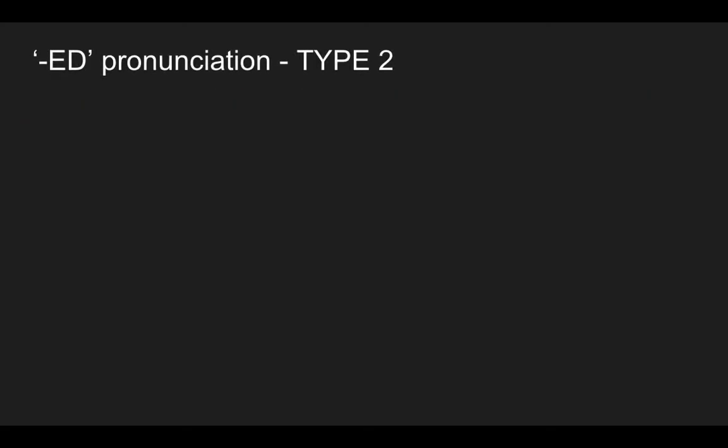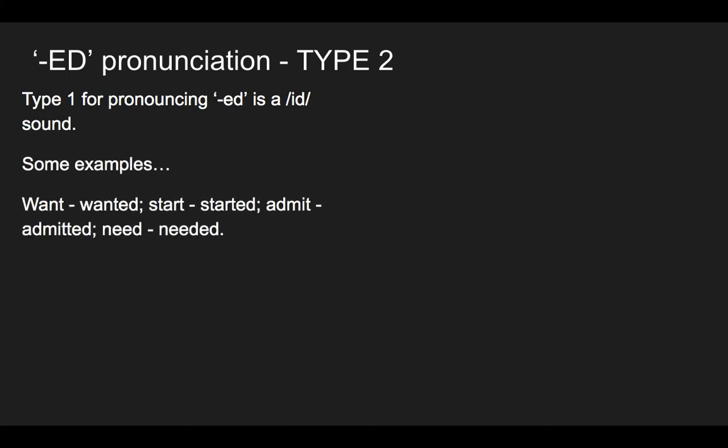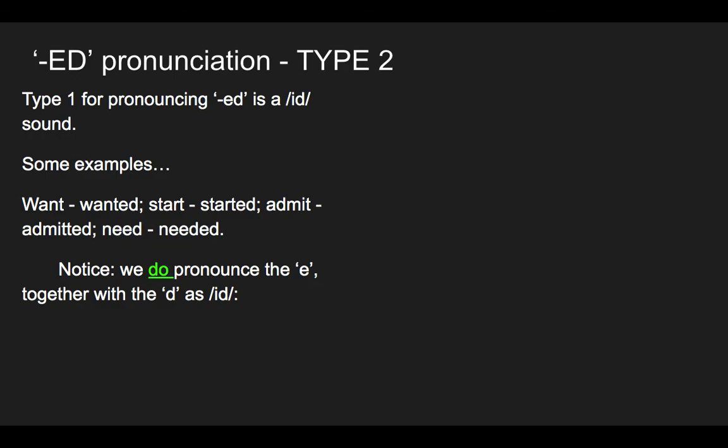Okay, type 2 for pronouncing ed is id. Some examples: want, wanted; start, started; admit, admitted; need, needed. So in this case we do pronounce the e together with the d. The ed is id, not ed, but id. Needed, admitted, wanted, needed.